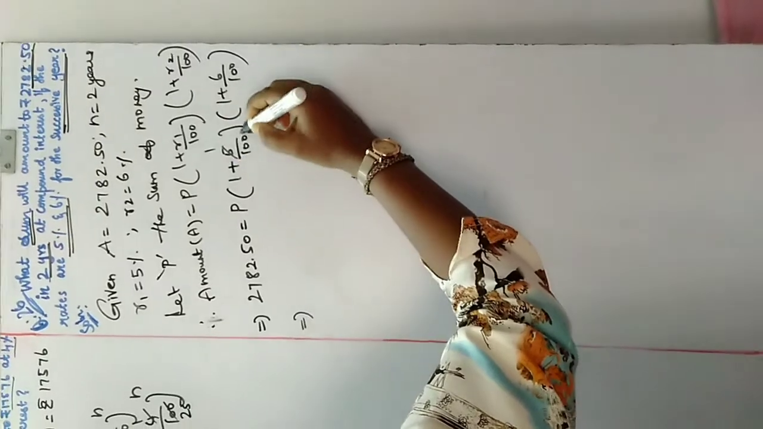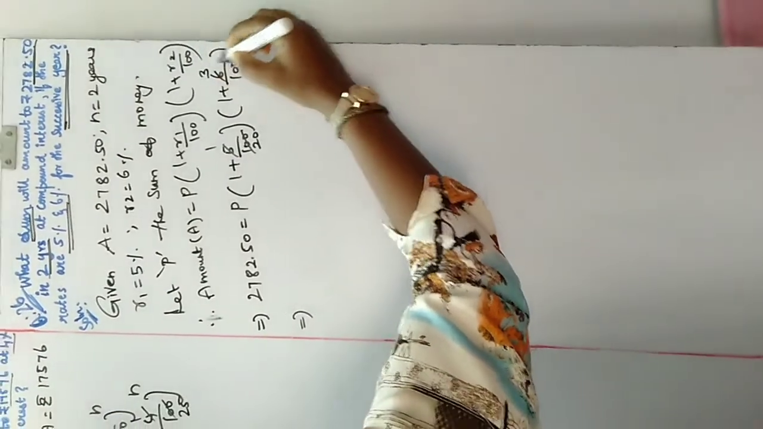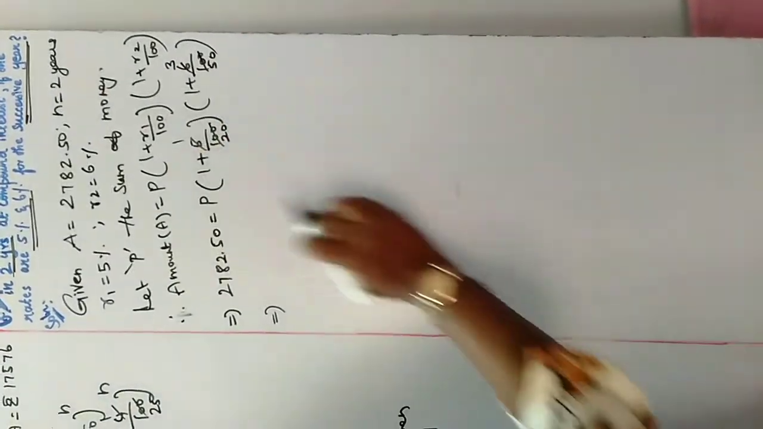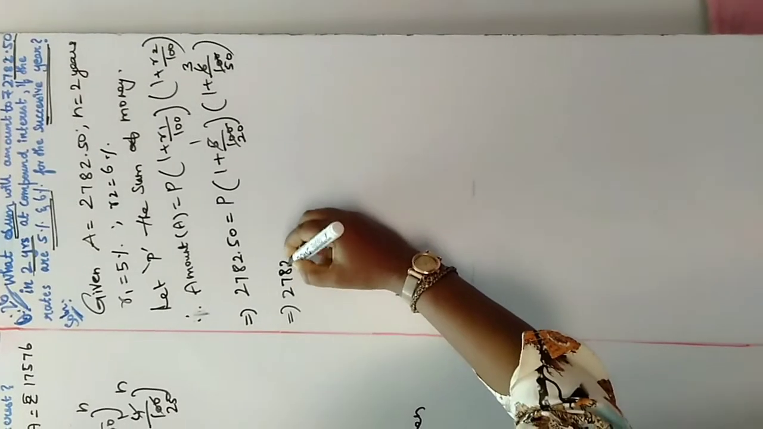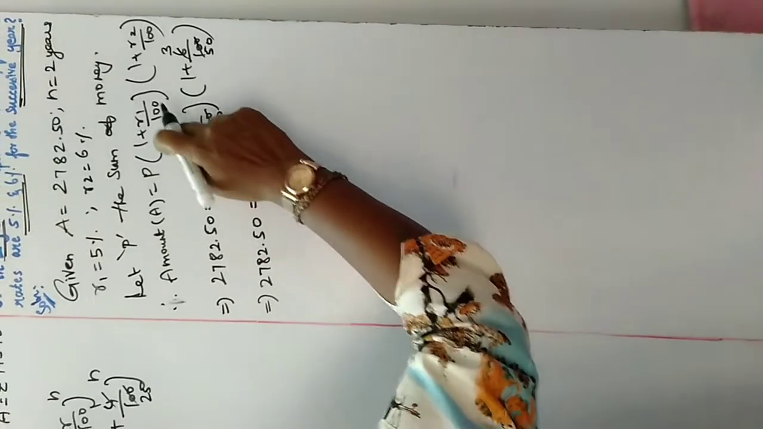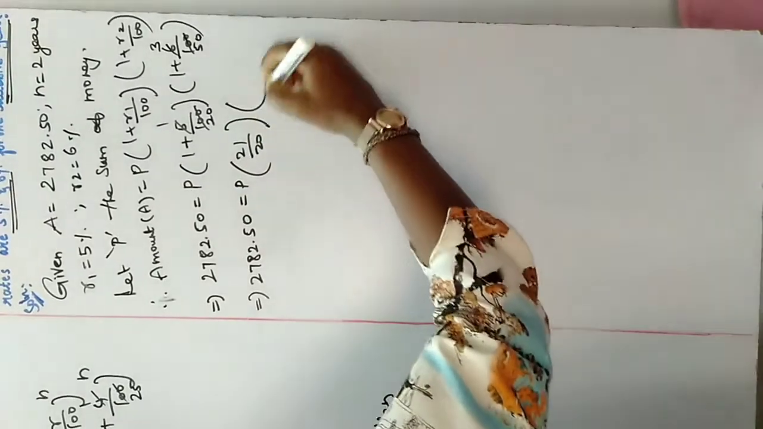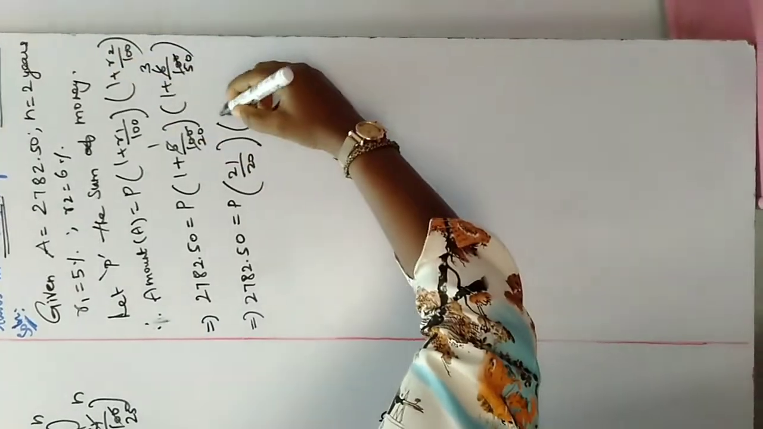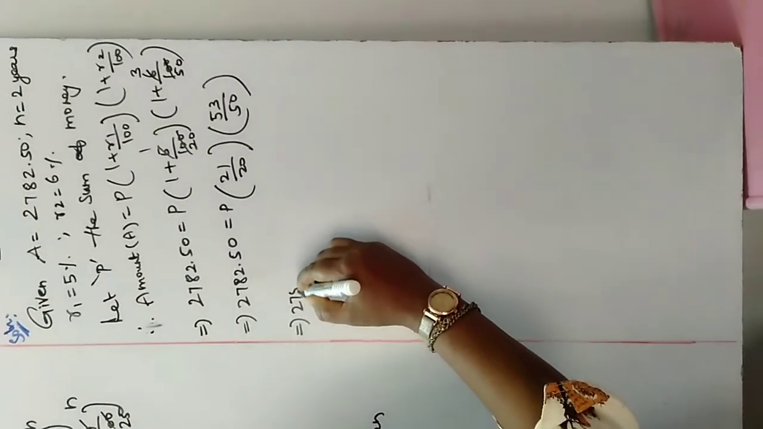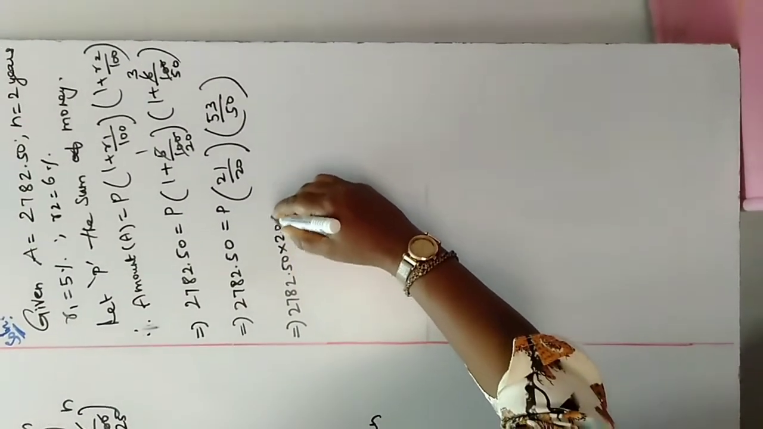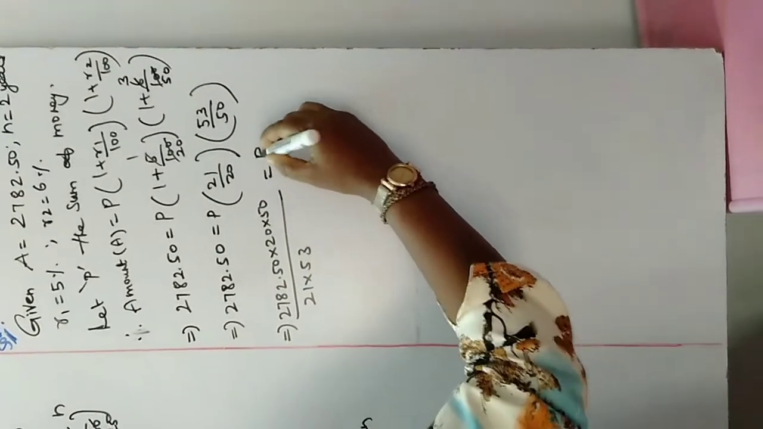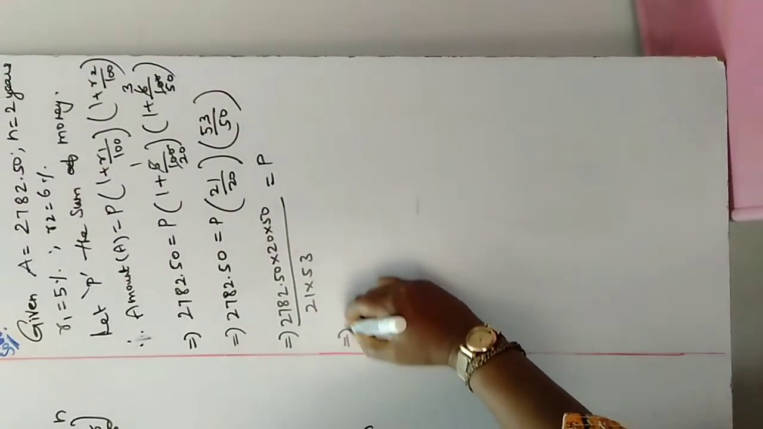Next, cancel here by 5 table, this is 1 time, this is 20 times, by 2 table 3 times, this is 50 times, right? By 2 table here, by 5 table. Okay. So what we are going to have here is 2782.50 equals P bracket 20 plus 1 is 21 by 20 into 50 plus 3 is 53 by 50. Okay. So bringing all the known to one side, that is, denominator to this side to the numerator part and numerator to this side to the denominator part, we will be getting here.